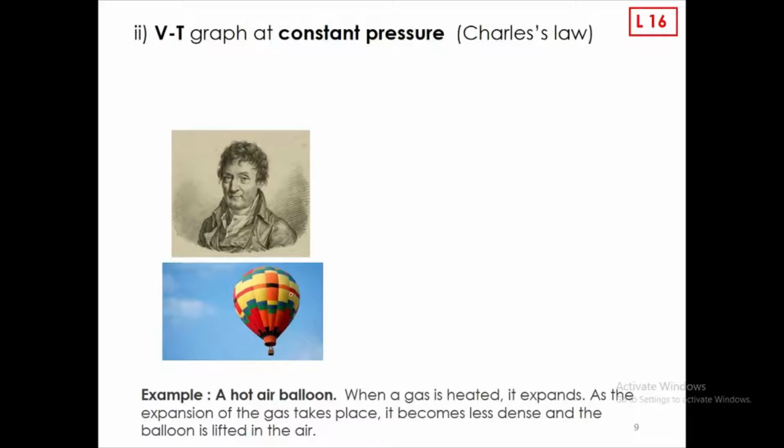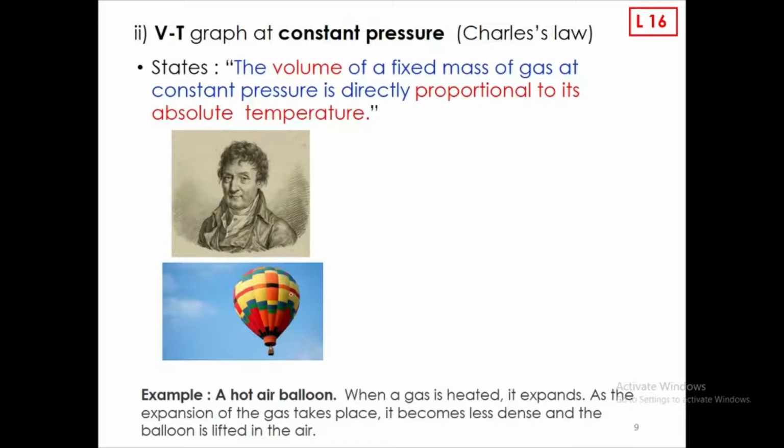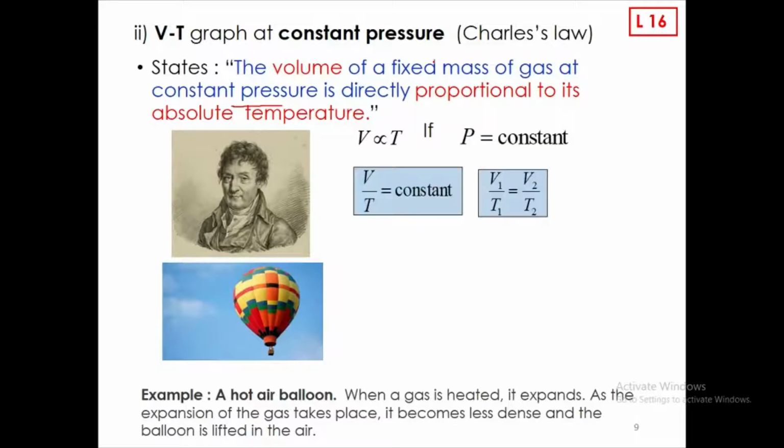Okay, for the second graph, the VT graph at a constant pressure, which is Charles law. So Charles law states that the volume of a fixed mass of gas at a constant pressure is directly proportional to its absolute temperature. So this is the formula, V is directly proportional to temperature. So when P is constant, we arrange the formula until we get an equality equation. So V over T equal to constant.